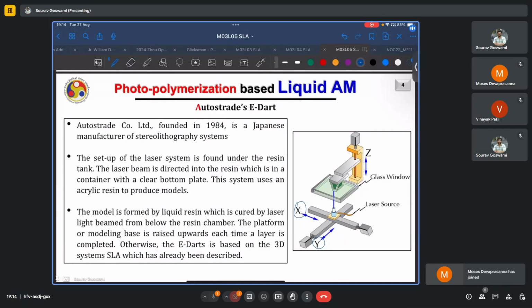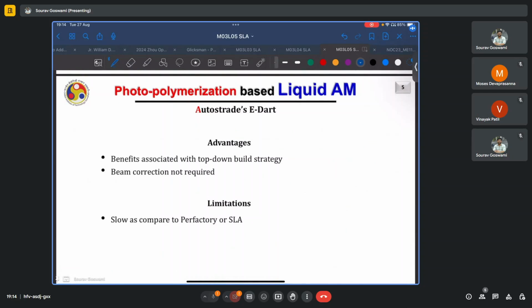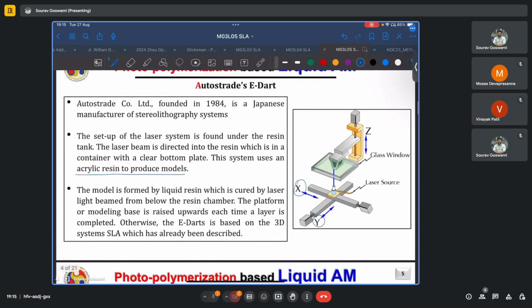The rest of it is similar to any other bottom-fed process which builds parts along the negative Z direction. So the setup of the laser is found under the resin tank. Laser beam is directed into the resin, and the system uses an acrylic resin to produce models. Some of its advantages are the same as would be associated with any technology using a top-down build strategy. And since the laser is moving along this X and Y directions, and the incident ray is always perpendicular to the glass window, beam correcting lenses are not needed.